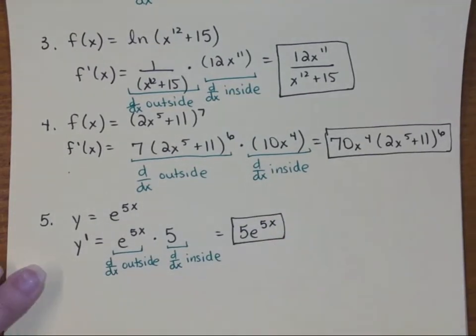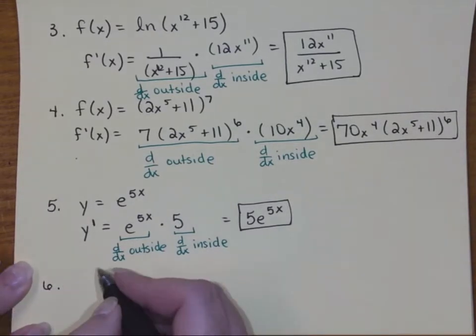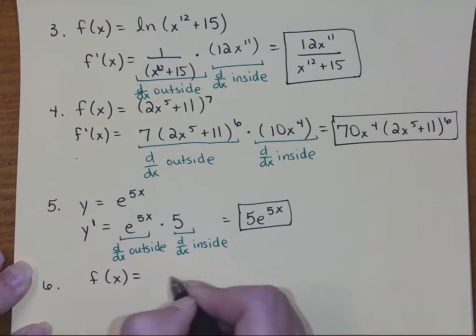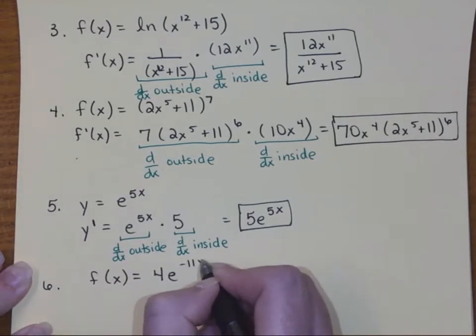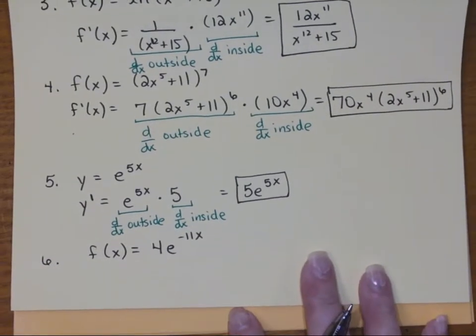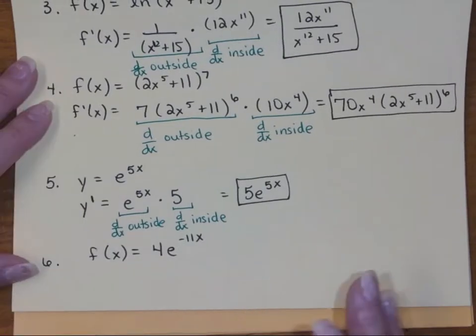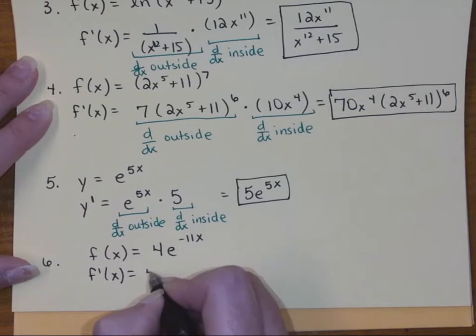All right, number 6. F of x equals 4e to the negative 11x power. Now, we don't need product rule on a problem like this. Remember, product rule is only necessary when you have two functions being multiplied by each other. This is just a constant of 4 being multiplied by this function, so we're going to pull the constant down.